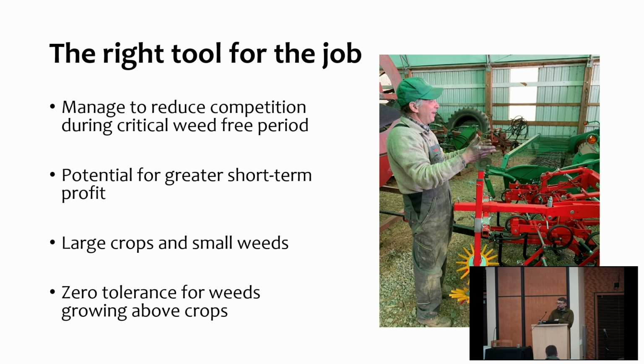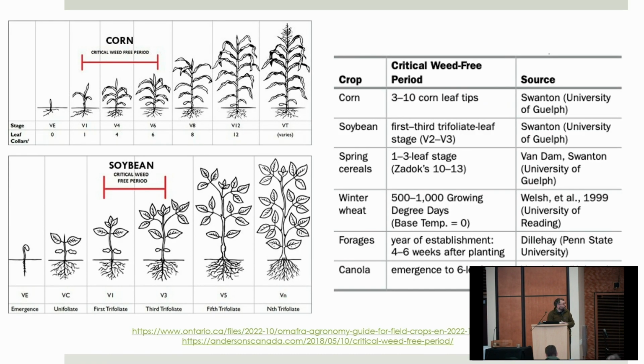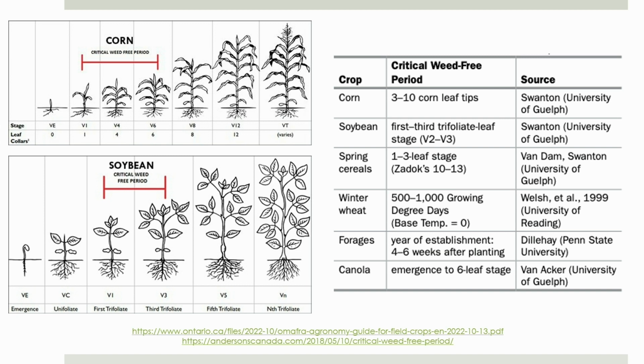I would say there's potential for greater short-term profitability with this. If you're not having to take land out of production for a bare fallow, you might be able to retain some greater profitability. What you're really trying to do is manage competition. Instead of population management, you're managing competition here, having large crops and small weeds. If you have large crops and small weeds, the weeds won't compete with the crop. And so there's zero tolerance for weeds growing above the crop. That's the contrasting approach. Here's some information about the critical weed-free period for common crops. For corn, it's basically V1 to V6. And for soybean, it's V3.